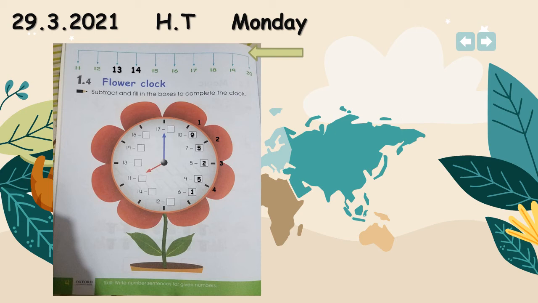The next one is 6 minus 1. We want number 5. If I have 6 fingers, I am opening my 6 fingers, and now I am folding 1 finger. How many fingers are left? 1, 2, 3, 4, 5. So write number 5. Again you can see there is a sequence of the clock: 1, 2, 3, 4, 5.